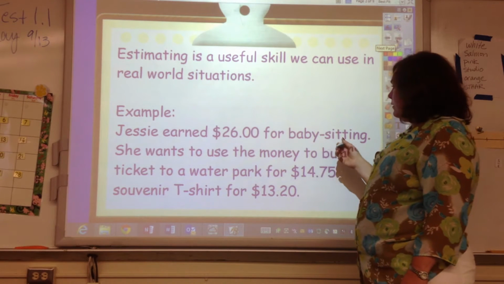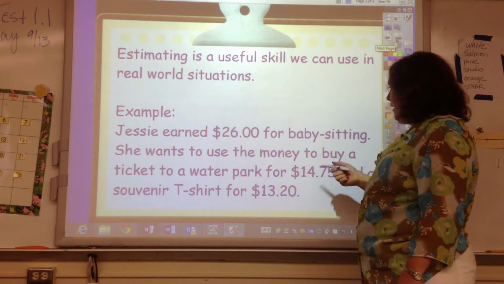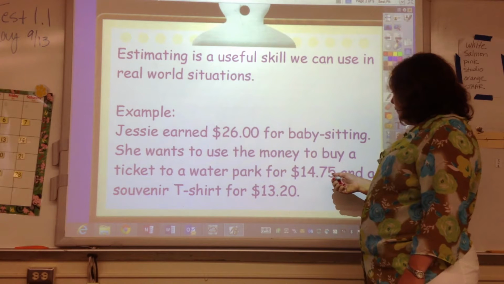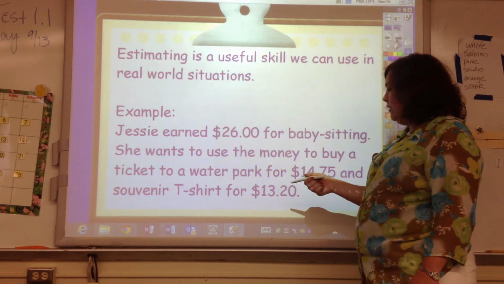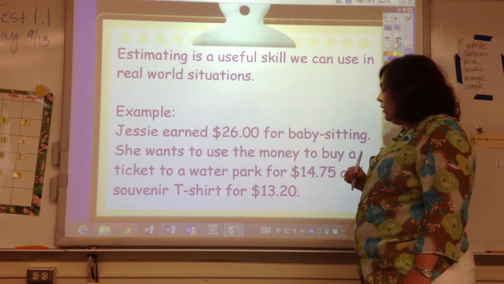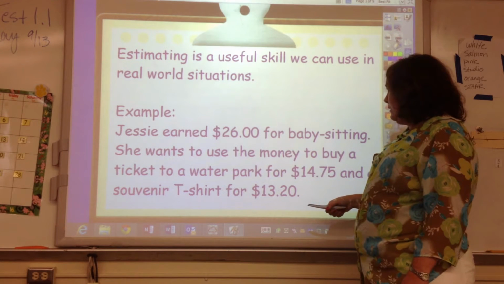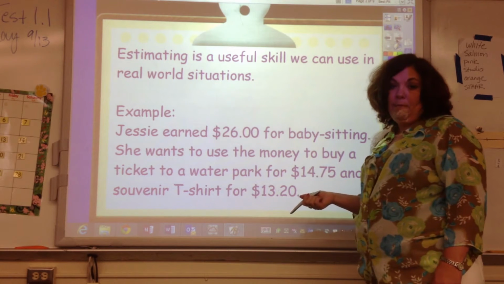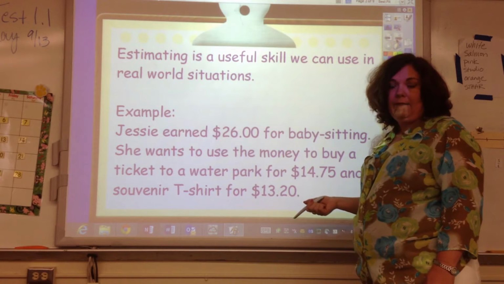Jessie earned $26 for babysitting. She wants to use the money to buy a ticket to a water park for $14.75 and a souvenir t-shirt for $13.20. So the question might ask, does she have enough money? Or how much does she have left?